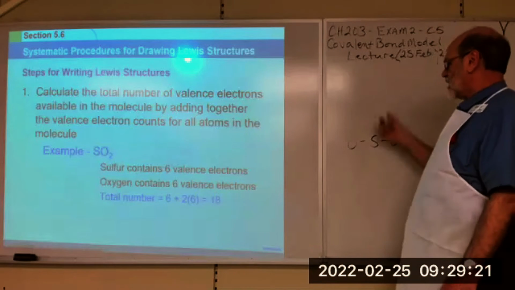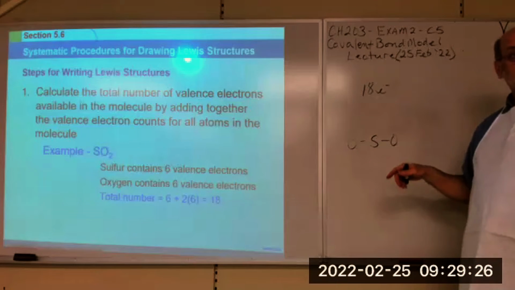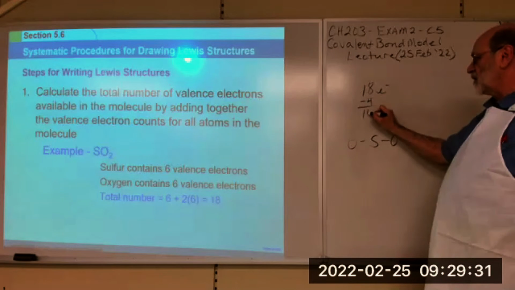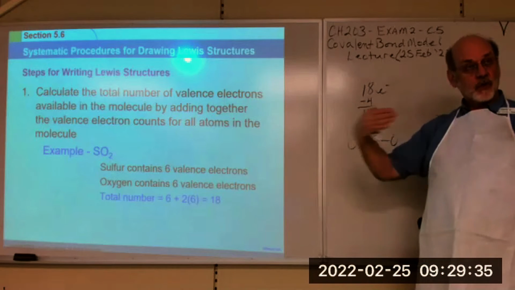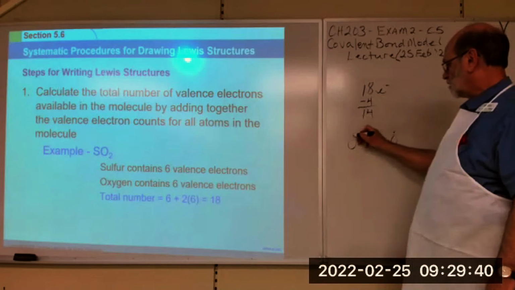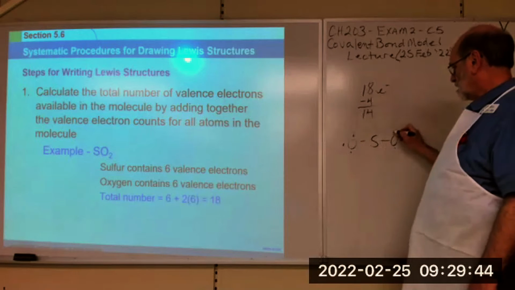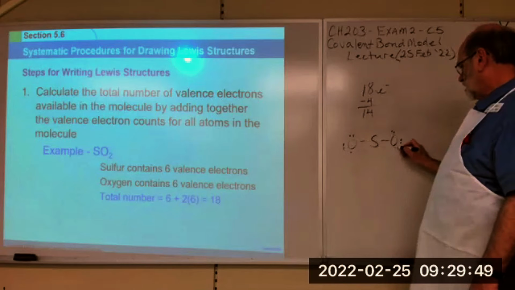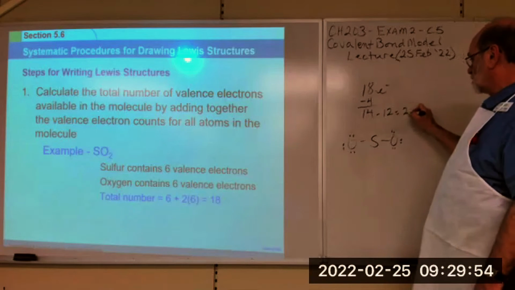But we have 18 electrons to deal with. How many have we used so far? 2, 4. We used 4 electrons. So that means we have 14 left. And you start from the outside and place them working in. So we have 14. We have 1, 2, 3, 4, 5, 6, 7, 8, 9, 10, 11, 12. Okay, minus 12 is 2.